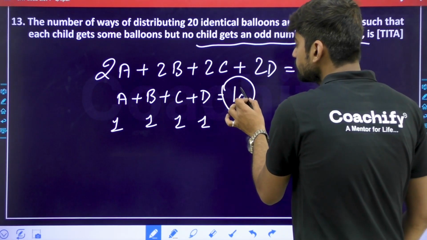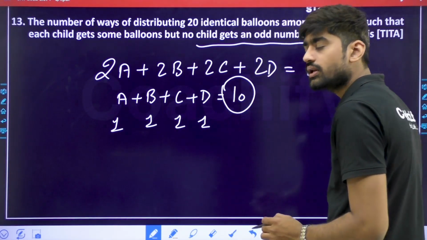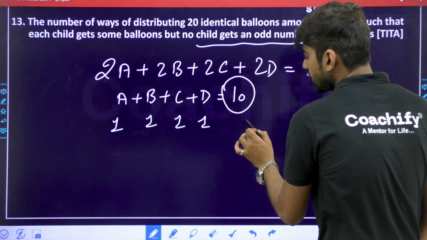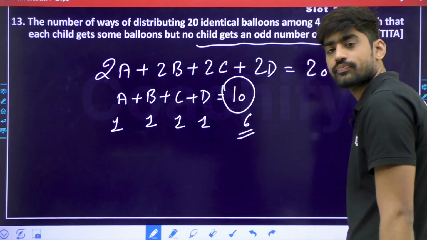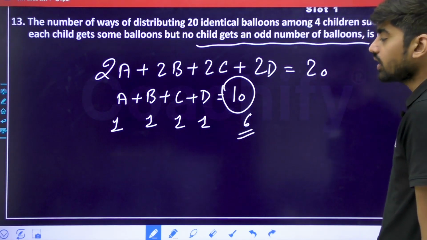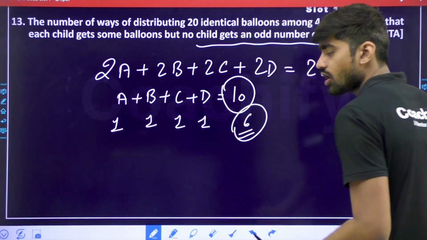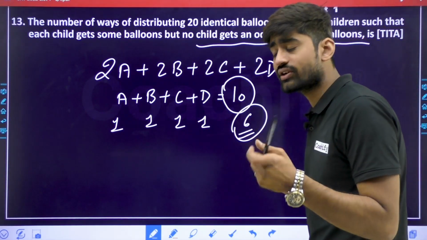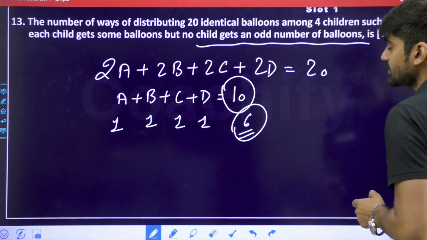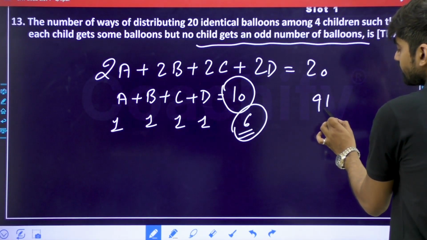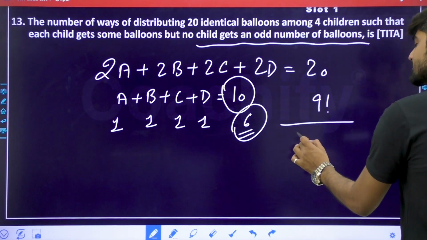So out of 10 balloons, if I have given 4 to them, how many am I left with? I am left with 6. These are the balloons that are left, and these 6 balloons I have to distribute amongst these 4. So how many separations do I need? I need 3 separations. So 6 plus 3 becomes 9 factorial upon 6 factorial.